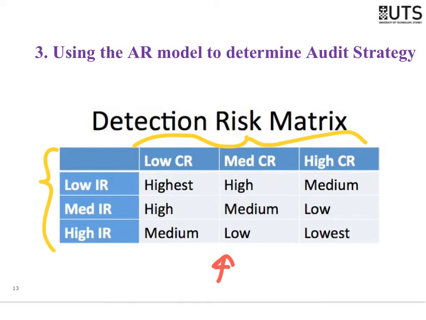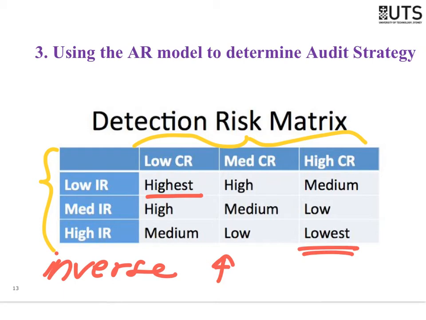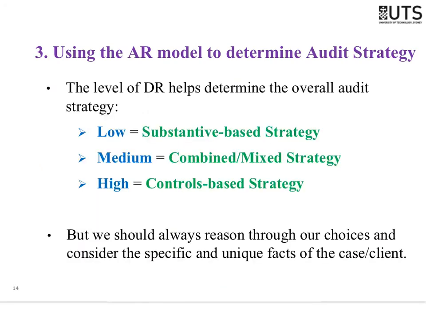Okay? Remember, the lower the risks, inherent risk and control risk, the higher your detection risk. Guys, inverse relationship. Okay, there is an inverse relationship between those elements. So the lower the inherent risk and control risk, the higher the detection risk. The higher the inherent and control risk, the lower the detection risk. Now, why do we need this? Because it is based on this that we determine our audit strategy.